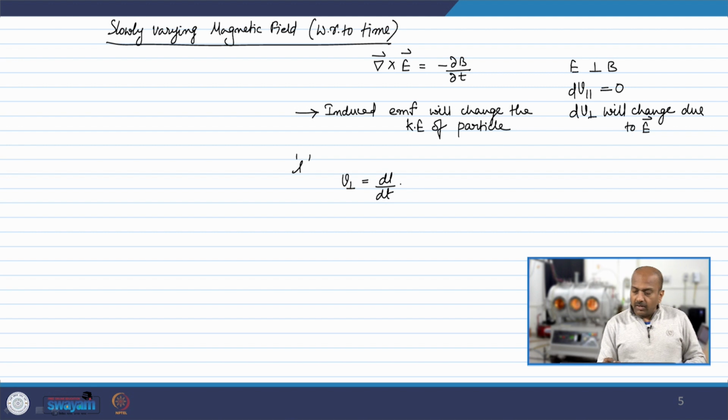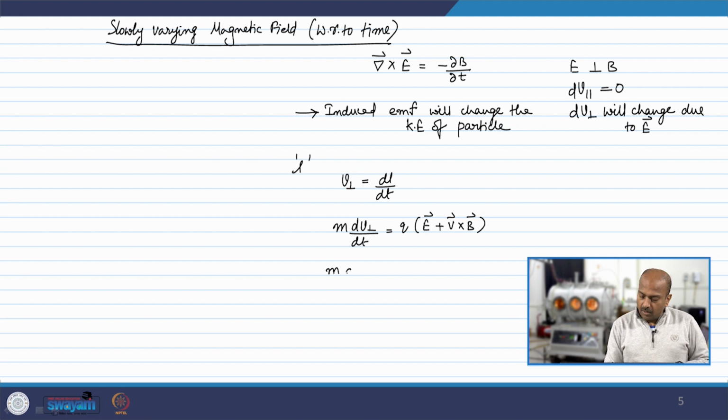So, in the presence of the electric field, where is this electric field coming from? This is from the time variation of the magnetic field. So, in the presence of E and B fields, we can write m dV perpendicular by dt is q times E plus V cross B. Let us take a dot product of this expression with V perpendicular from the right.